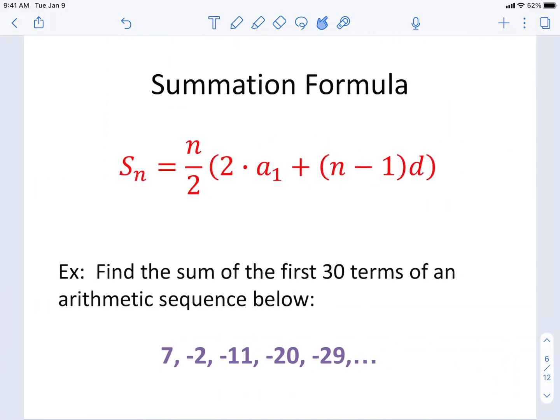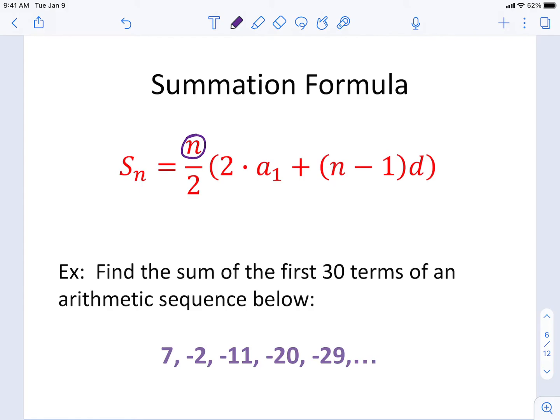All right, the difference now with the series, right? We want to find the sum of the first 30 terms of this sequence. It's a different formula. So with this formula, again, I need to figure out the things that I need to plug into here, right? What are all my variables that I can plug in?